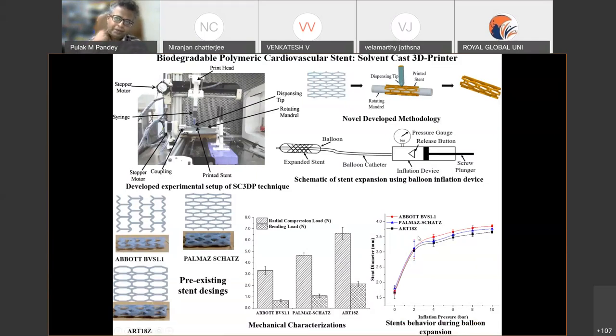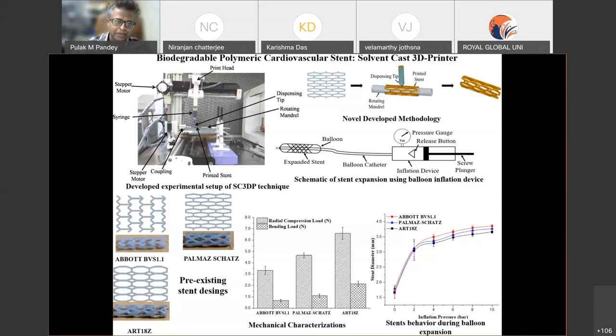That has been done through solvent cast 3D printing. Basically the 3D printer has been ingeniously developed in our lab. This is a very small 3D printer. How much is this? Around 150 millimeters, 1 foot by 1 foot, and the height is also around 1.25 feet, we can say.